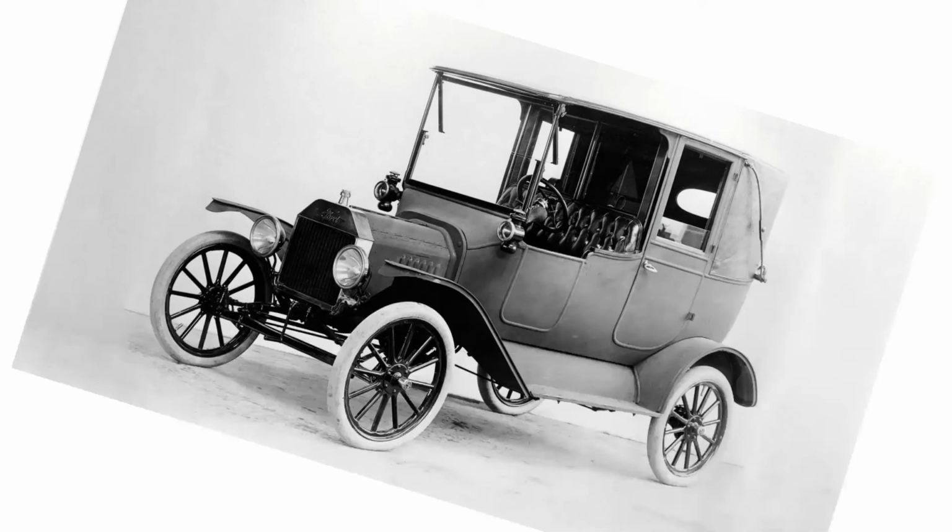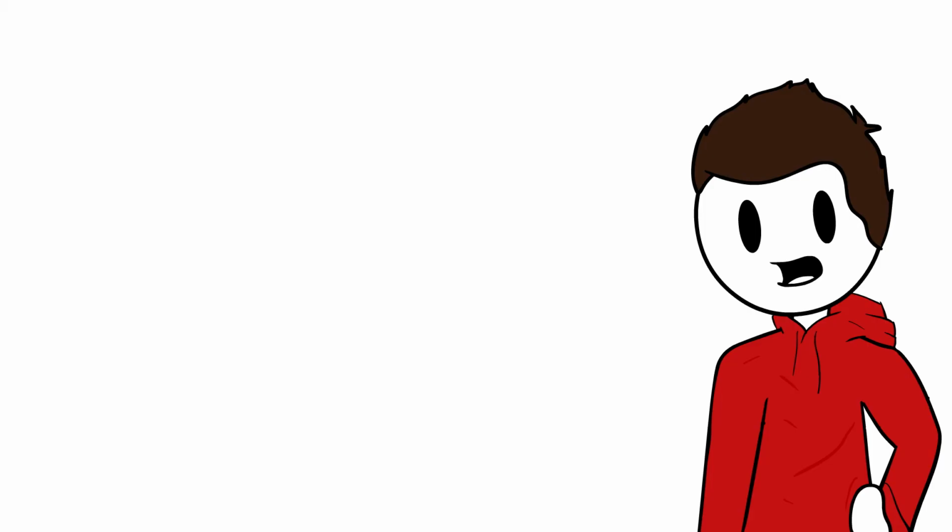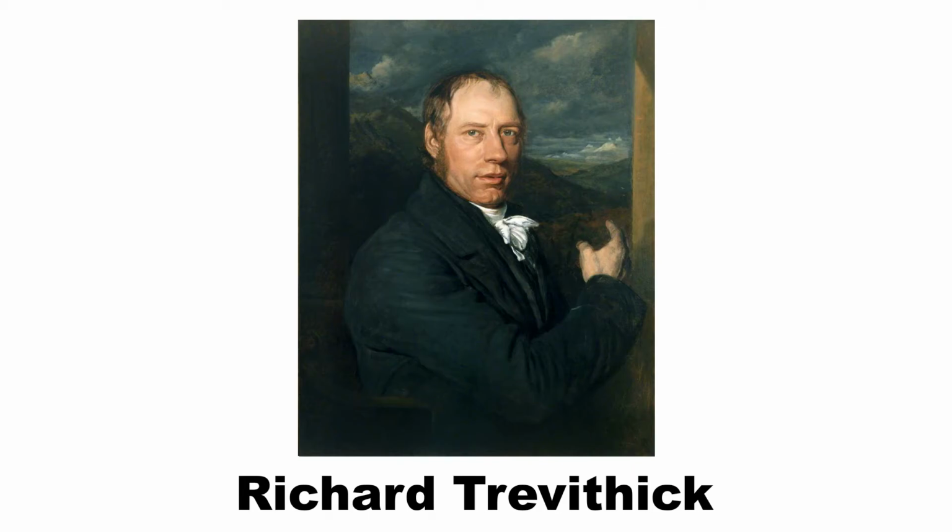The automobile! AKA a car. And the car was invented in 1886. The first locomotive/train and elevator were made in 1802 and 1880. And the man who made the locomotive is Richard Trevithick.